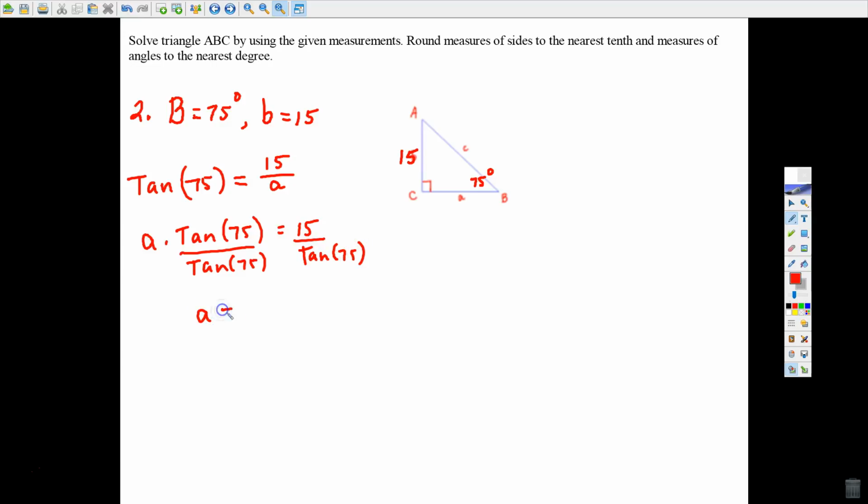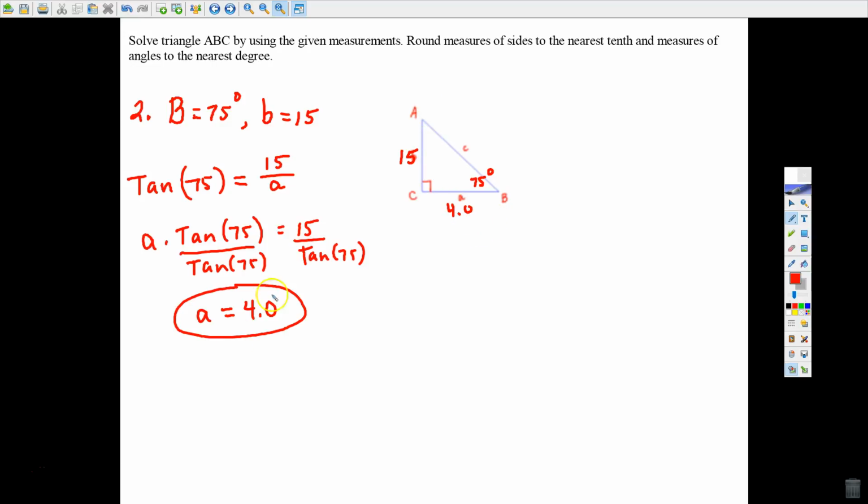And so a is going to be 15 divided by tan 75 in our calculator. Let's see what we get. Looks like 4.019, so we're supposed to round to the nearest tenth. So we'll just write that as 4.0. Alright, so we know what side A is.